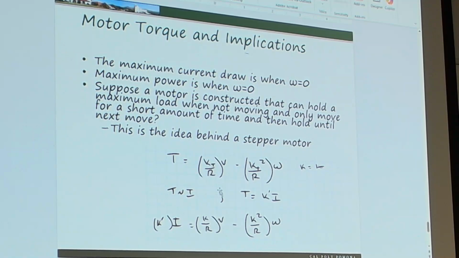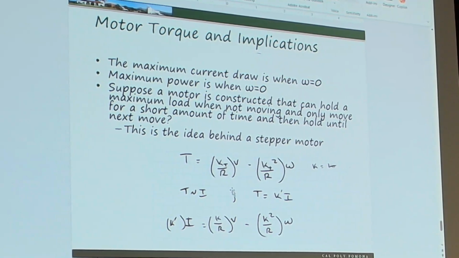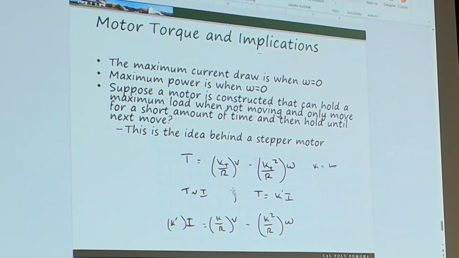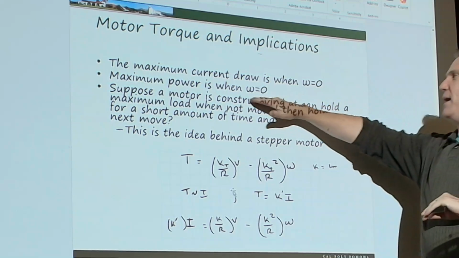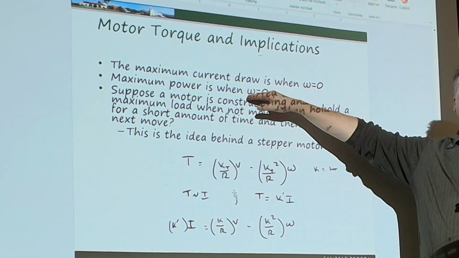Now, here's the funny thing. This is the basics of a DC motor. We just got done talking about it. I could probably go into two more lectures just on the theory of DC motors and magnetic flux. I'm not going to do that. That's a different one. Is that fair? Now, a stepper motor is interesting. My maximum amount of torque is when omega is 0. Agreed?